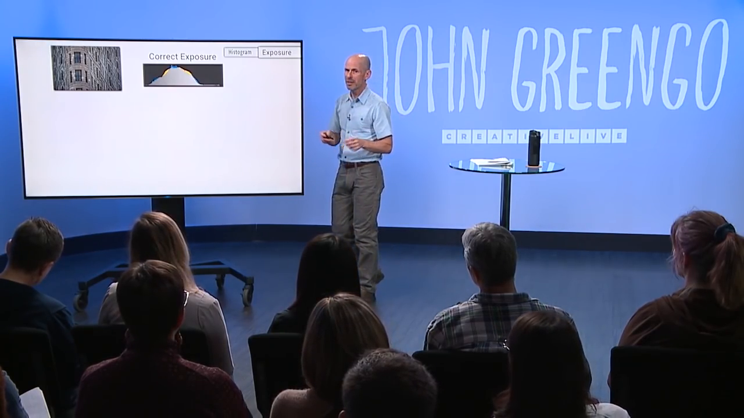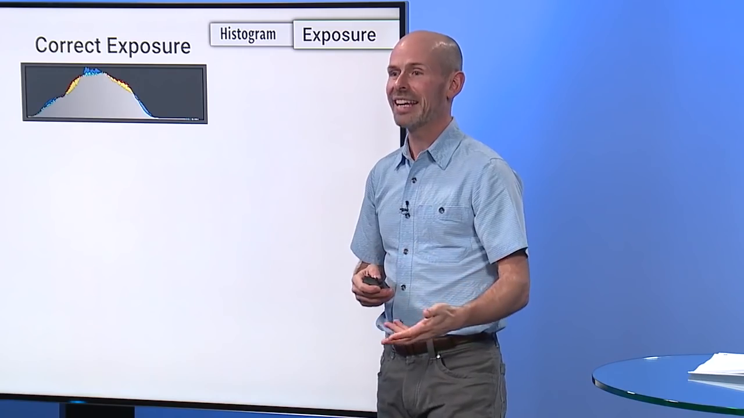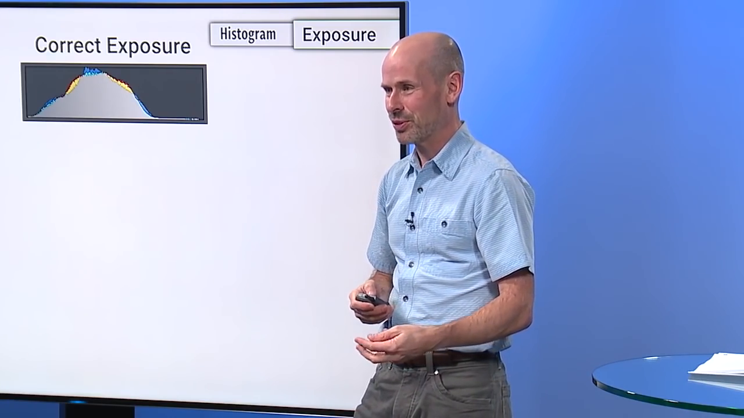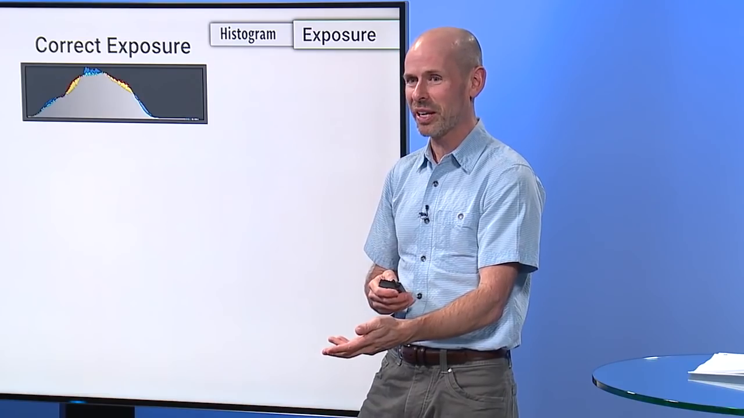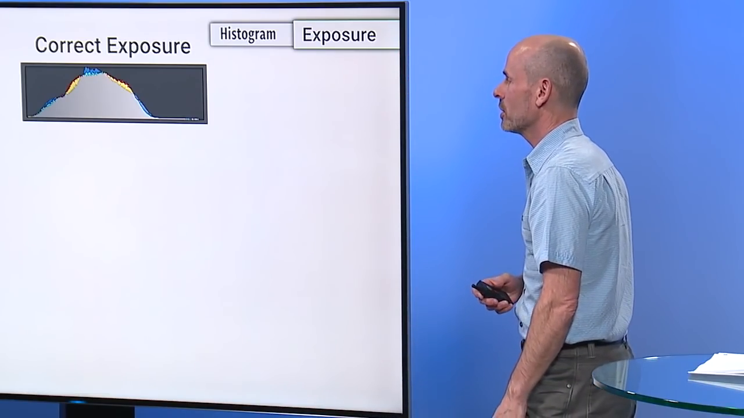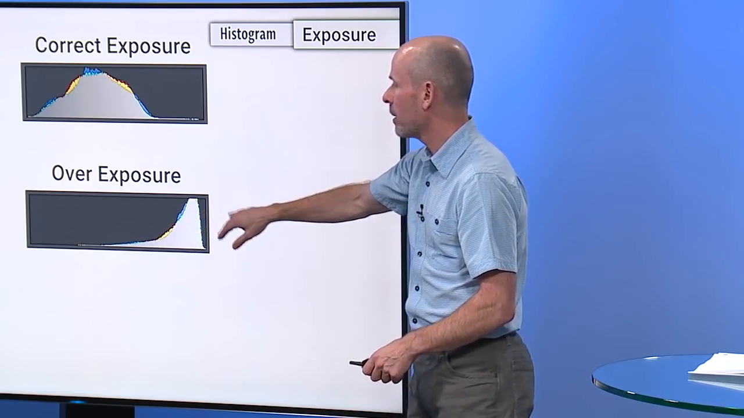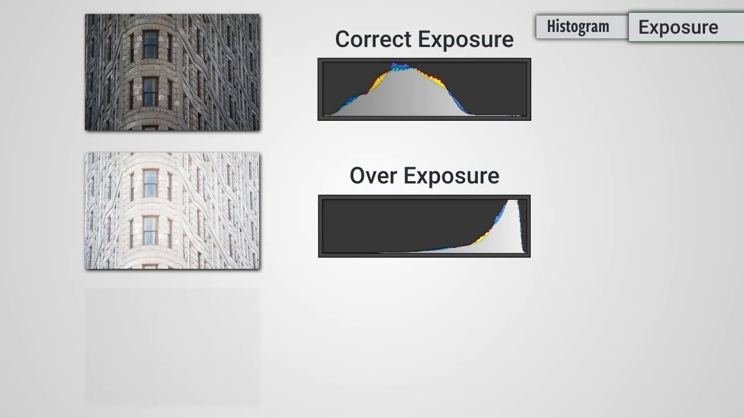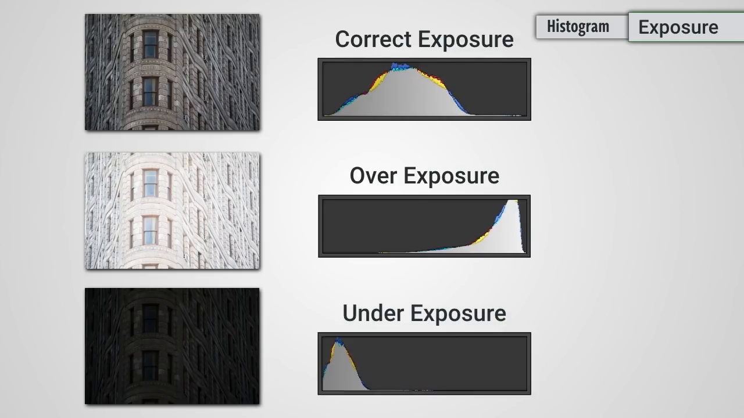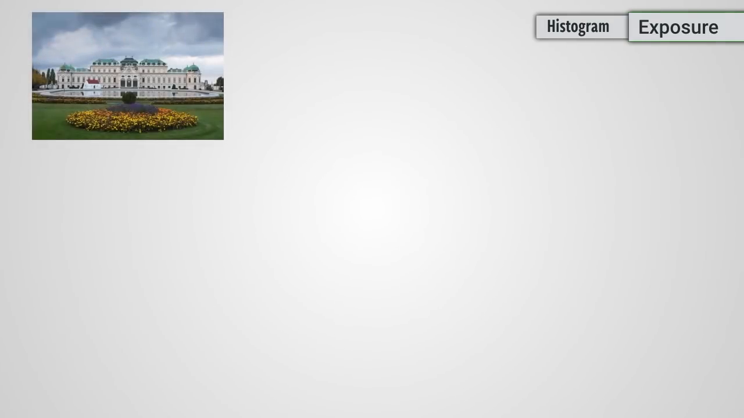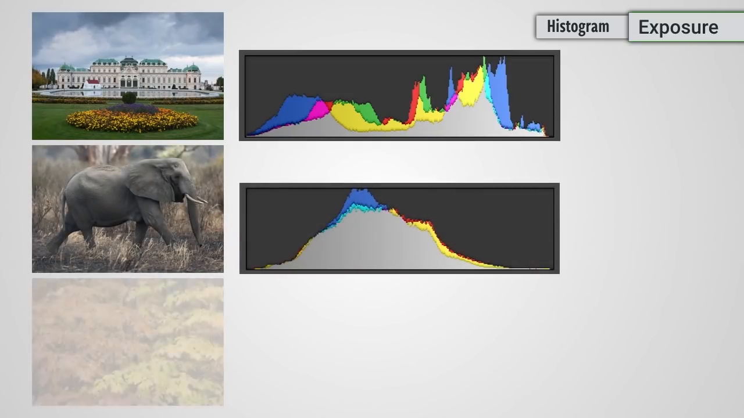But the histogram is, I think, like the lie detector test for pictures. Did you or did you not get the right exposure? And this will let you know that you got the right exposure. Generally, what you're worried about is a big mound of information over to the right-hand side for overexposure and a big mound over to the left-hand side for underexposure. But you should not just assume things with histograms. Every photograph is going to have a different looking histogram.